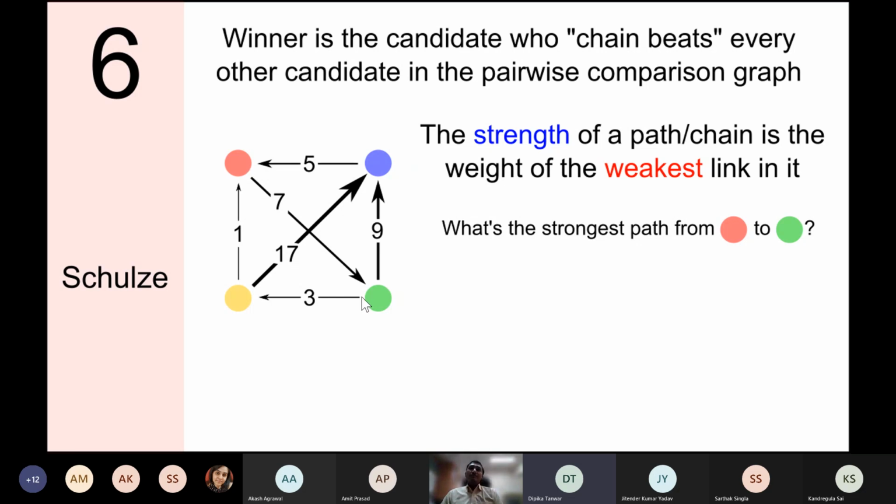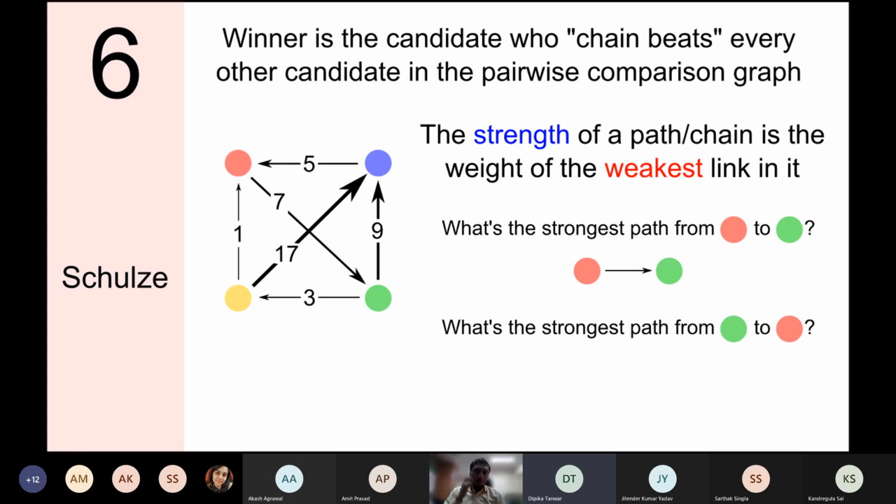You could either go directly, right? That's a path of strength 7. You could take this edge, but that's a negative edge, right? So there's a -5 in this direction. So maybe not such a good idea to take this. Similarly, this edge here, red to yellow, is a -1. So that's not going to help either. So this thing here is the strongest path. Well done. What about the strongest path in the other direction, from green to red?